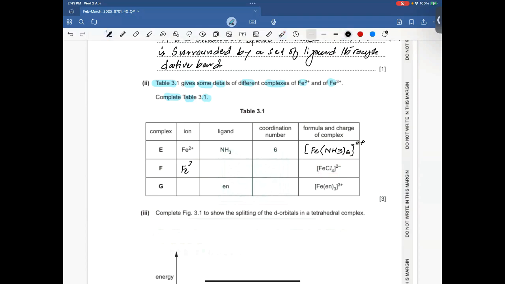Again, the ligand is going to be chloride ion, and the coordination number is 4 because 4 ligands are attached to the transition metal ion. Now in this complex ion, the oxidation state of iron is 3+ because ethylenediamine is a neutral ligand.